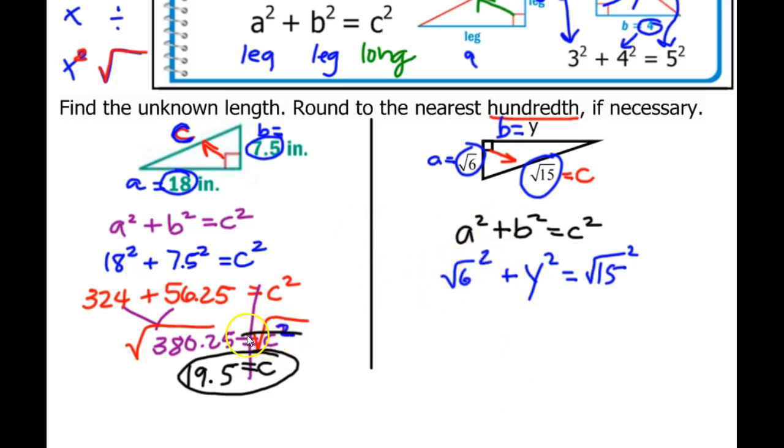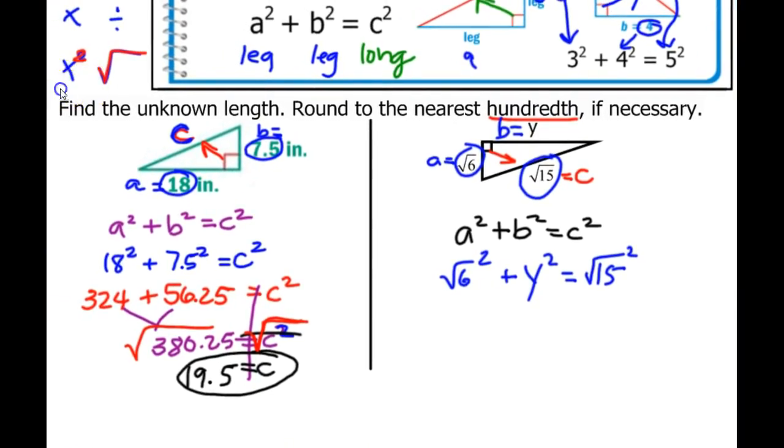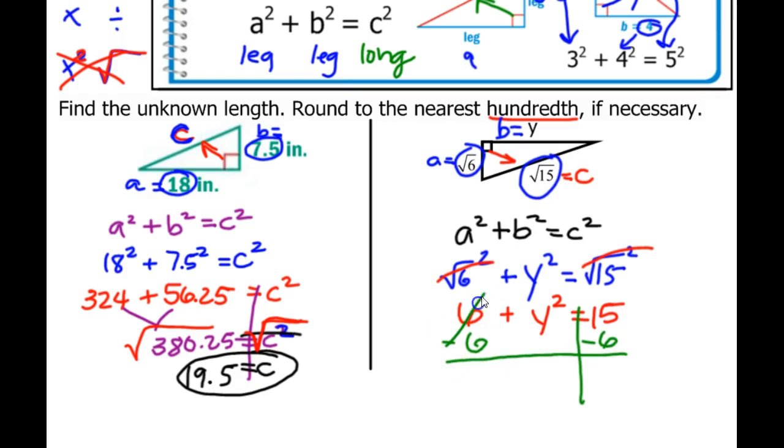Now, because we have a square root and a square, just like back here, those are opposites. They cancel each other out. So those cancel, leave me with just the number 6. y squared we don't know, so it's still just y squared. And those cancel and leave me with just 15. So we need to get y by itself. So I'm going to solve this. I'm going to move that 6 over to the other side, subtract 6. And we get y squared equal to 15 minus 6, which is 9.